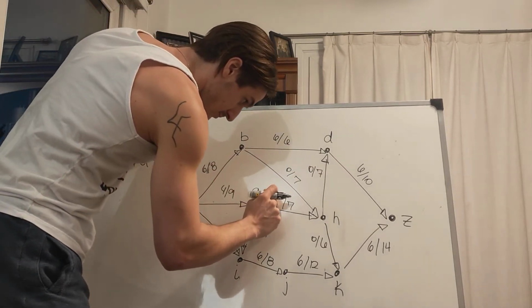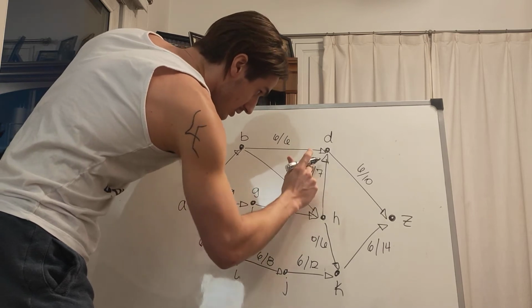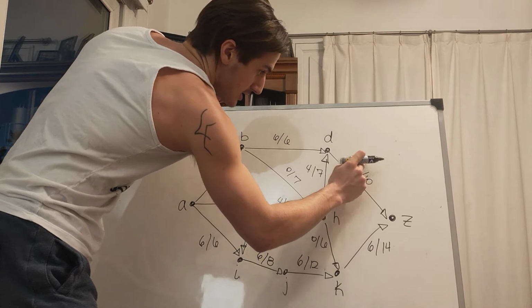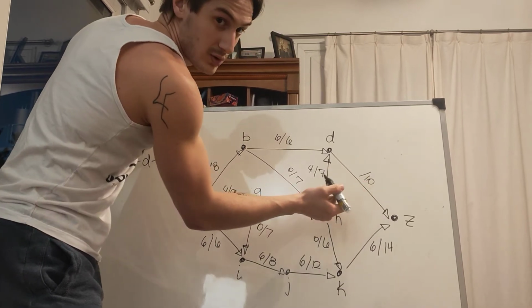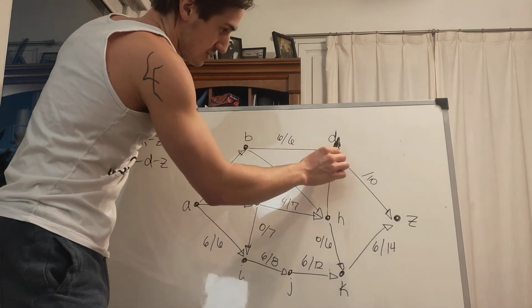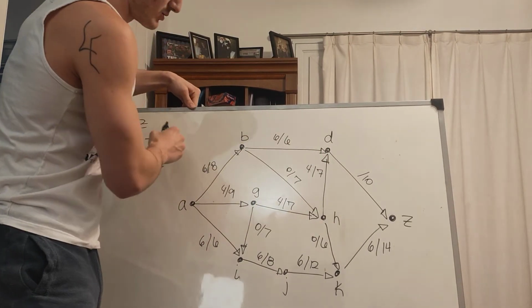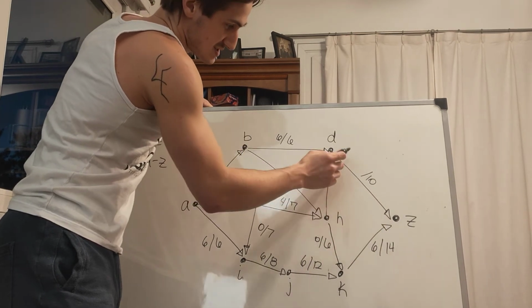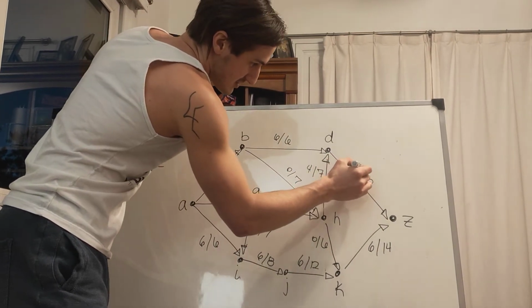4 here, 4 here, and here we don't replace 6 with 4, we sum them, because intuitively this makes sense. We're getting 6 through this top side. That was the first path we did. And now we're going to get another 4 through this new path. So that's 6 plus 4 of flow.